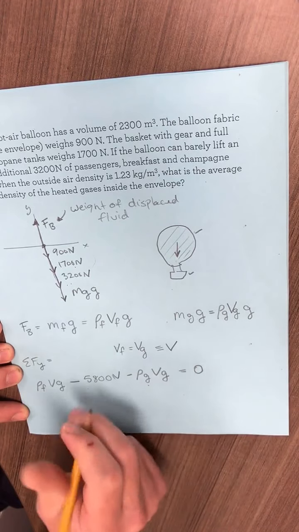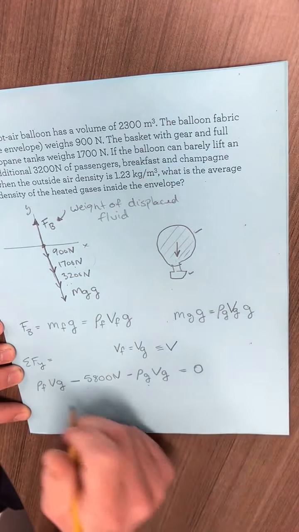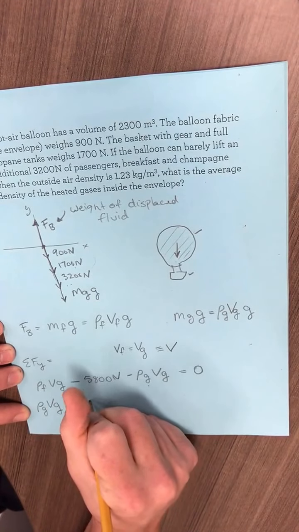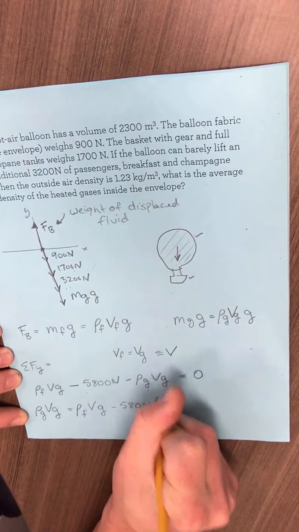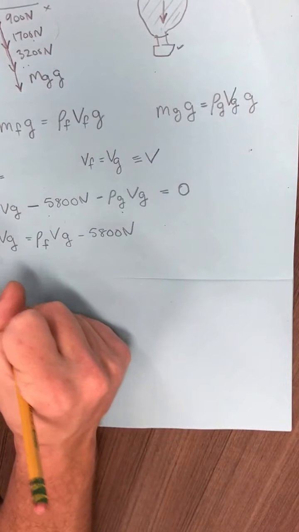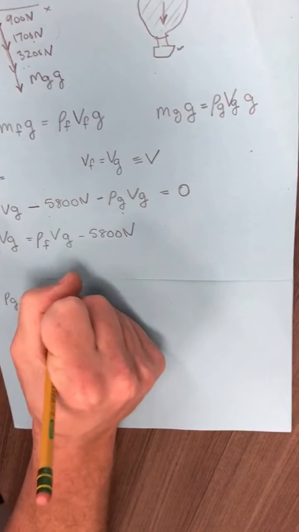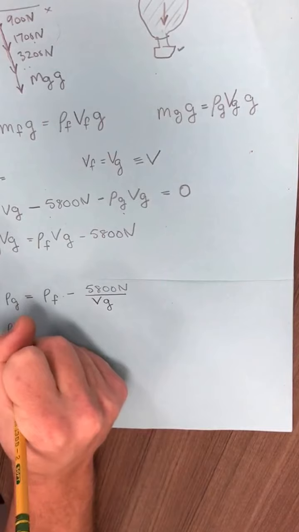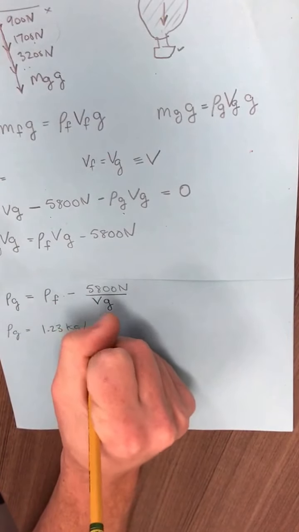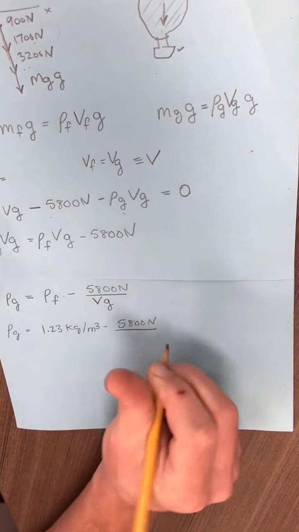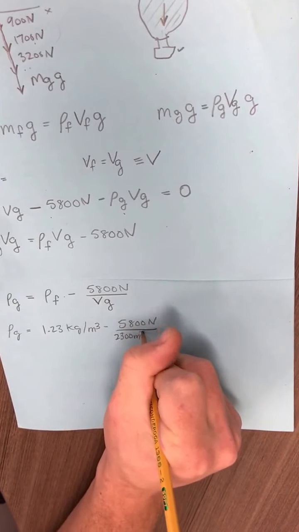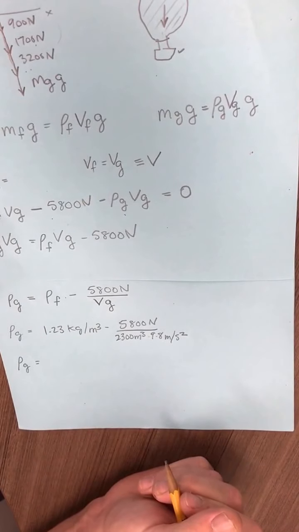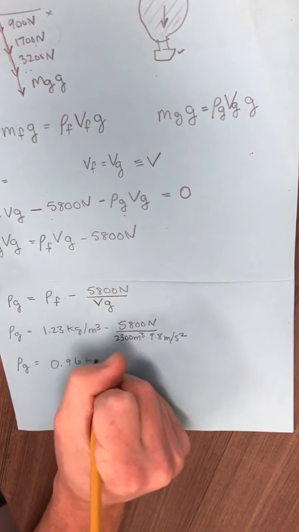Now we're looking to find the density of the gas. So at this point, we just need to do some rearranging, and we'll move this term to the right-hand side. We get the density of the gas times the volume times g is equal to the density of the fluid times the volume times g minus 5,800 newtons. So the density of the gas is equal to the density of the fluid minus 5,800 newtons divided by the volume of the balloon times g. That is 1.23 kilograms per cubic meter minus 5,800 newtons divided by the volume of the balloon, which was 2,300 cubic meters, times g, which was 9.8 meters per second squared. Plugging that all into your calculator, we get that the density of the heated gas is 0.96 kilograms per cubic meter.